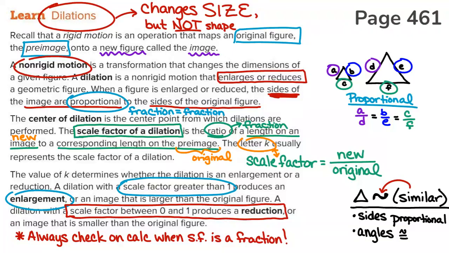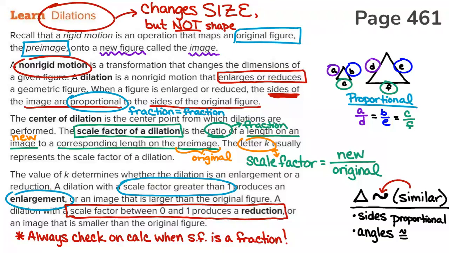If the top part of my fraction is smaller than my denominator, then we're going to get some kind of a decimal on the calculator that starts with a 0 point something, something smaller than 1. So whenever they give it to you as a fraction, pop it into your calculator, divide those two numbers just to make sure that you're getting it correct, whether it's an enlargement or a reduction.